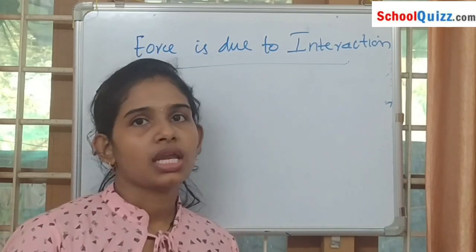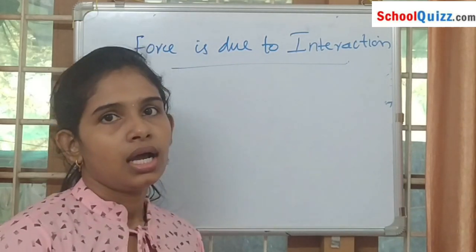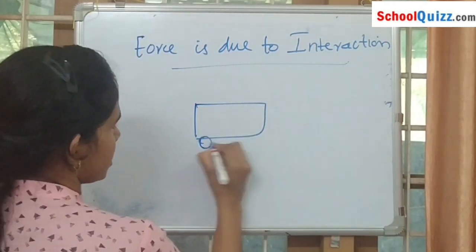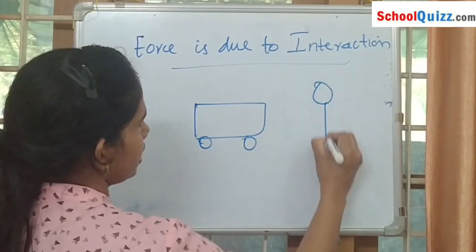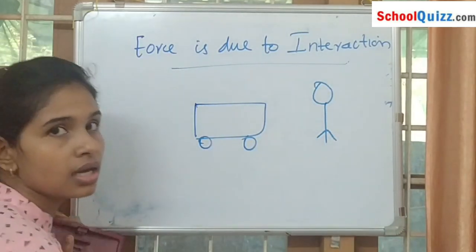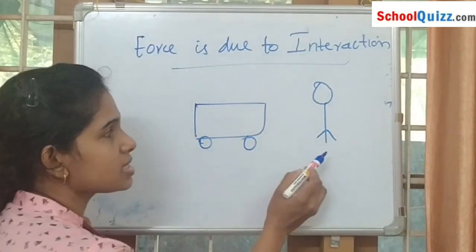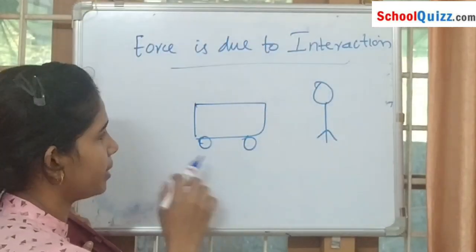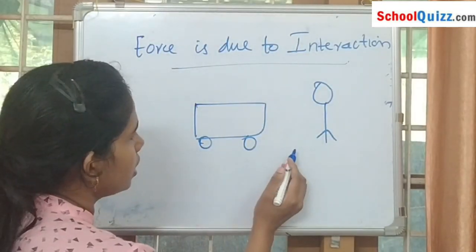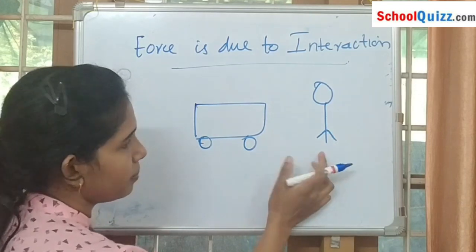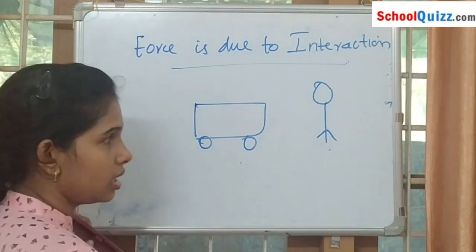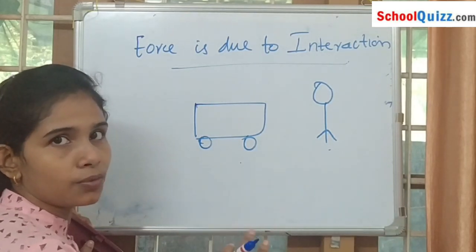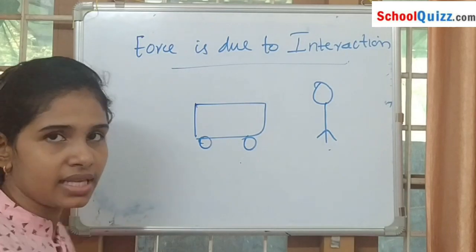Assume a stationary car and a man standing behind that. Consider a stationary car, a man standing behind this car. Due to the presence of this man, will this car move? No, it won't happen. Because there is no interaction set up between this man and car. So there is no force in between them. So car doesn't move.